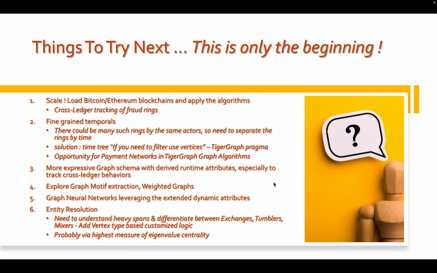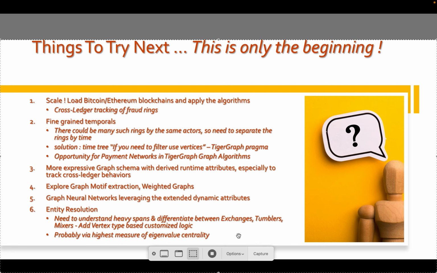There are a lot of things to try next. Scalability: the first is I do want to load the Bitcoin and Ethereum blockchains. How much is this? Even for blockchain, it might be 500, 600 GB or more. Cross-ledger tracking will be interesting. Fine-grained temporals, graph neural networks. A lot of interesting ideas to try, and I think the platform is rich enough to try all of those things. And thank you very much for listening.